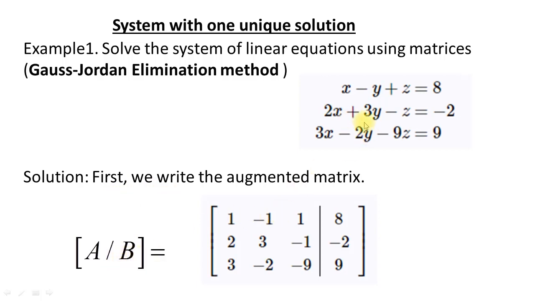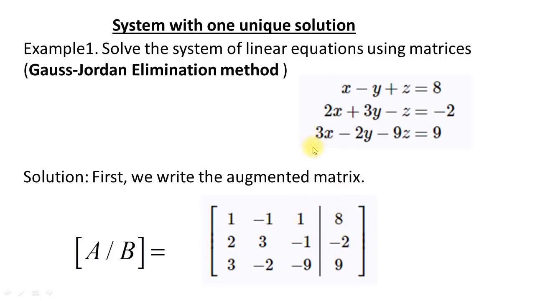This is the augmented matrix for this system. This is the coefficient matrix, and this is the constant matrix. Constant matrix means a matrix which contains the constants which lie on the right-hand side of the system. So this is the augmented matrix. The augmented matrix contains two matrices: one is the coefficient matrix and the other is the constant matrix.